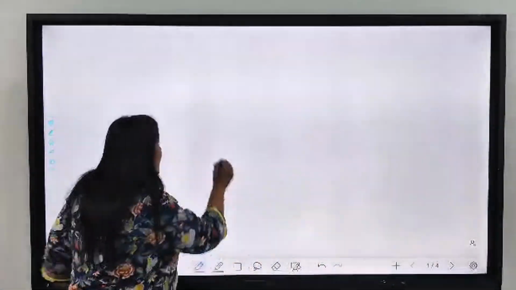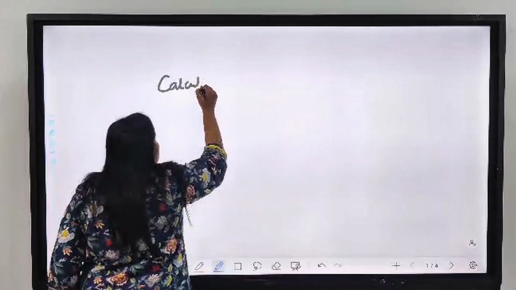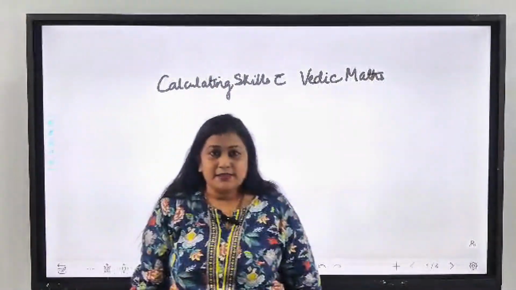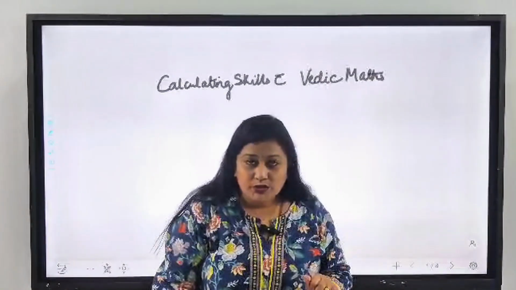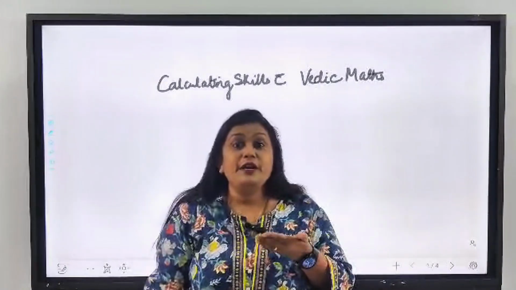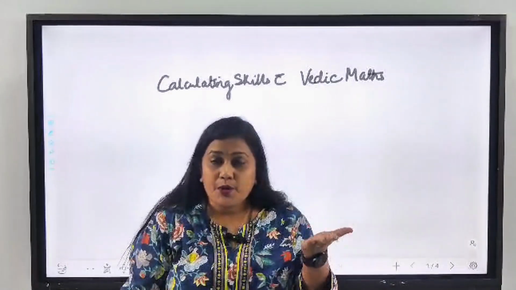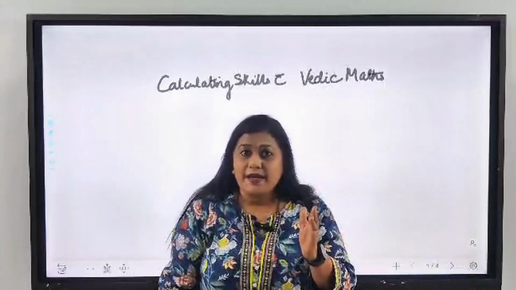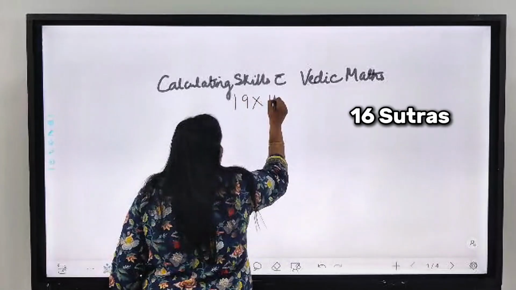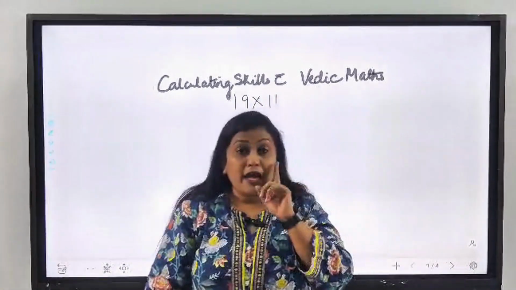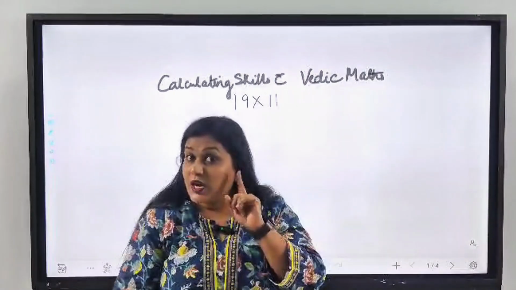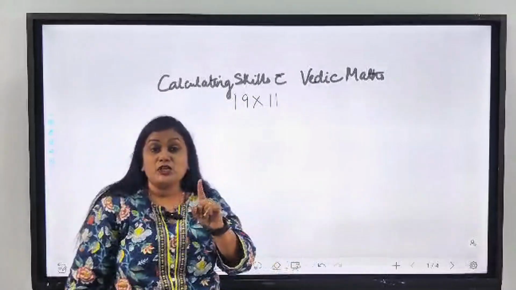Improve your calculating skills with Vedic Maths. Vedic Maths comprises of 16 sutras and 13 sub-sutras. In short, we have different methods to solve a particular problem. Let's take a simple example like 19 into 11. This particular problem can be solved in 6 different ways using Vedic Maths. Yes, 6 different ways. Let's understand each method.